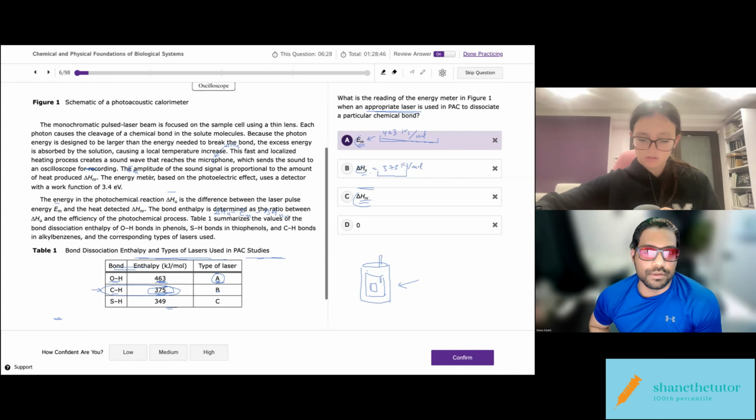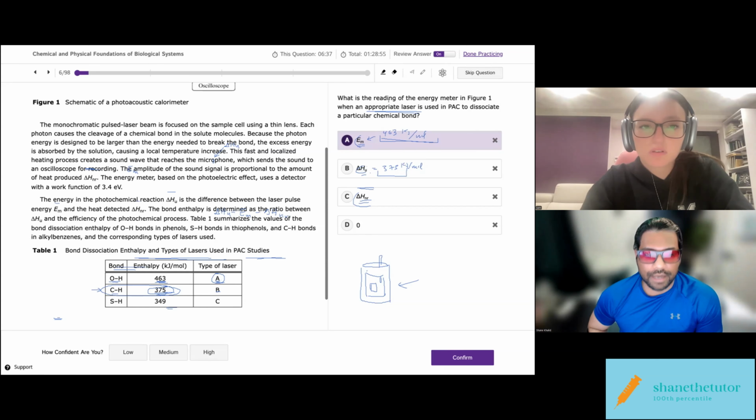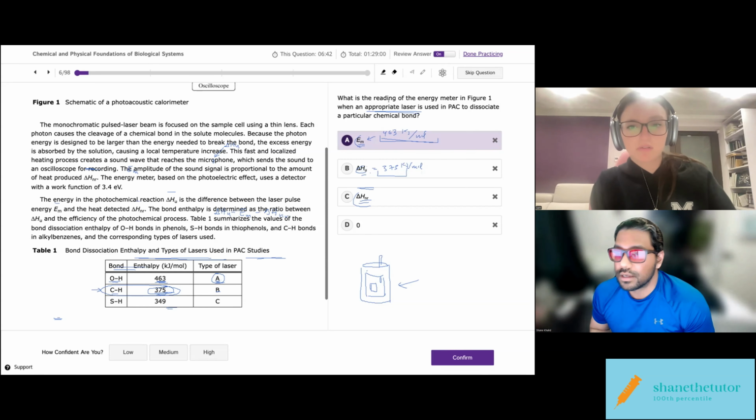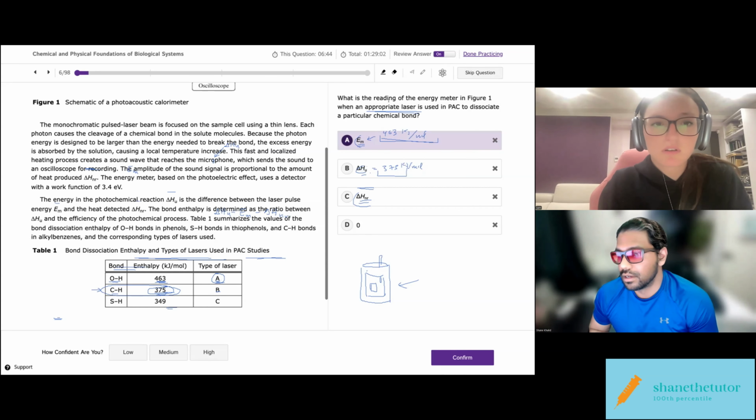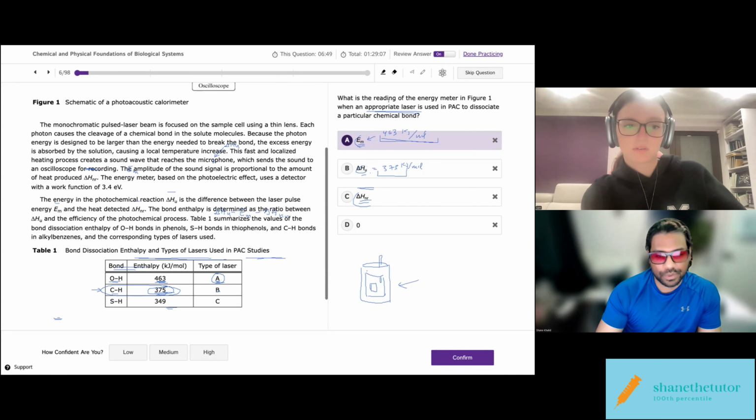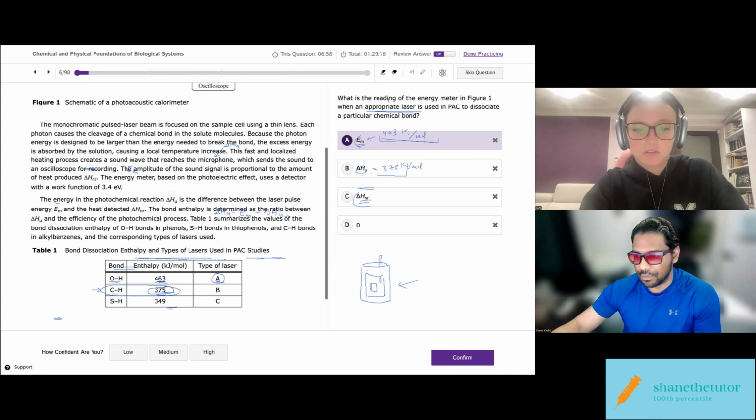But if you use a laser that can break bonds that are 463 kilojoules per mole, isn't that energy excess left over, right? If it's with the appropriate laser. So if we used an inappropriate laser, that means a lot of that light isn't getting absorbed by that solution and would just go right past the sample and come up in that energy meter.